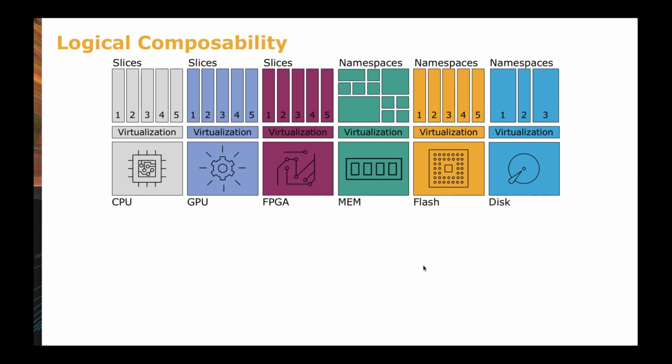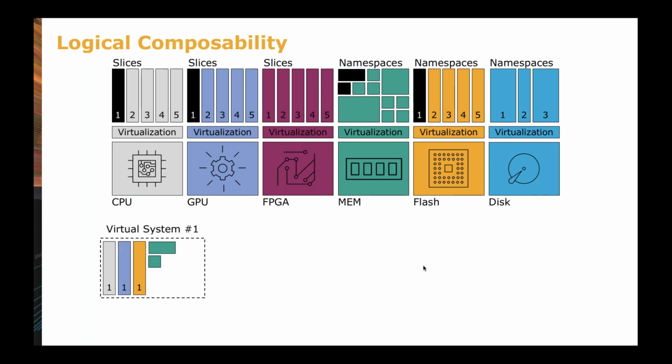If a composition tool were running the API, it could come in and say, I want to build virtual system number 1. Here we've picked off 1 CPU core, some GPU, some FPGA, and some memory. And that's our first virtual system. That system can be used for a long time, for a short time. Whenever it's done, there's a mechanism in the API to return those resources back to their pools.